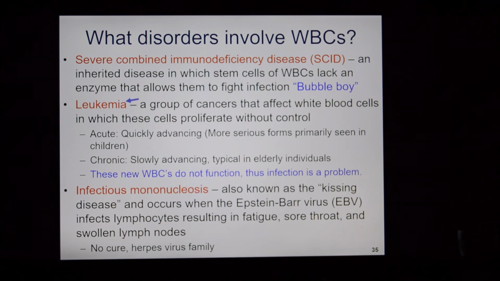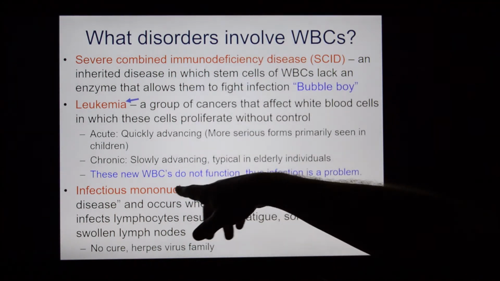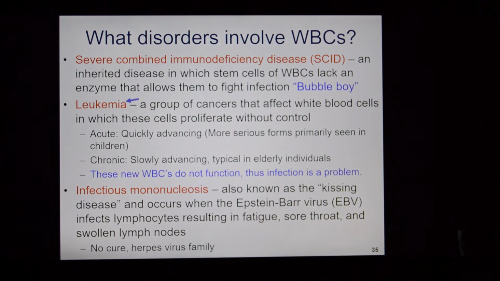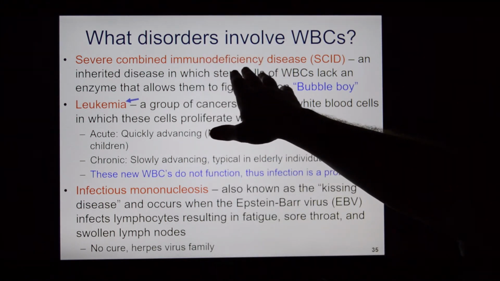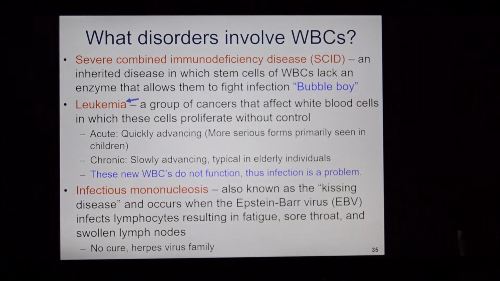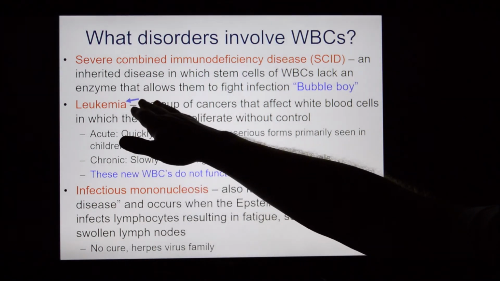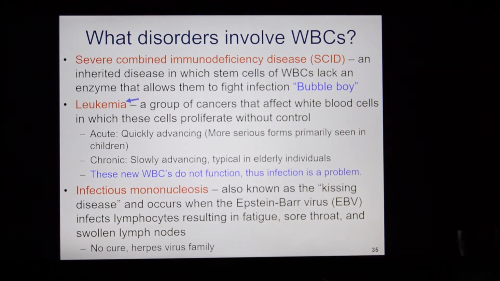All right, disorders of white blood cells. So SCID, or severe combined immunodeficiency disease, leukemia, and mononucleosis. With SCID, this is oftentimes coined the bubble boy situation. You may have seen the movie, or since you're on YouTube, I assume, you can just type in bubble boy trailer and watch the trailer. The idea is that there's a mutation, a genetic alteration that causes certain enzymes to not function correctly, so the white blood cells can't fight off disease effectively. So this person can die from anything. A minor cold, for example, can be completely fatal. Very, very dangerous. Then there's leukemia.